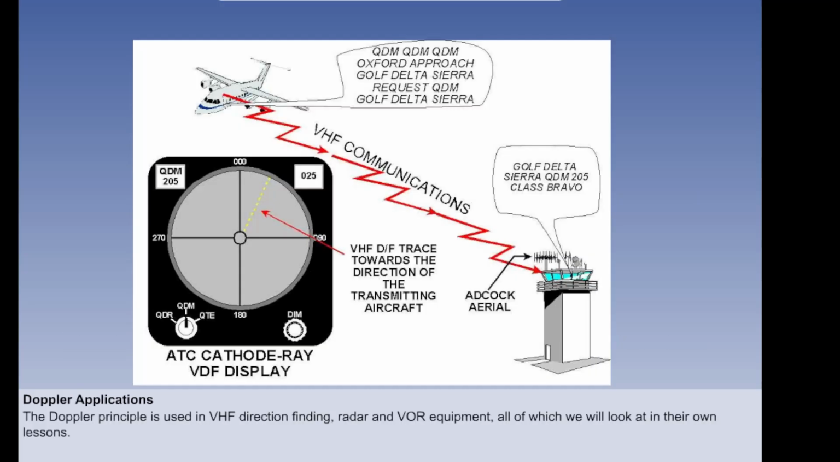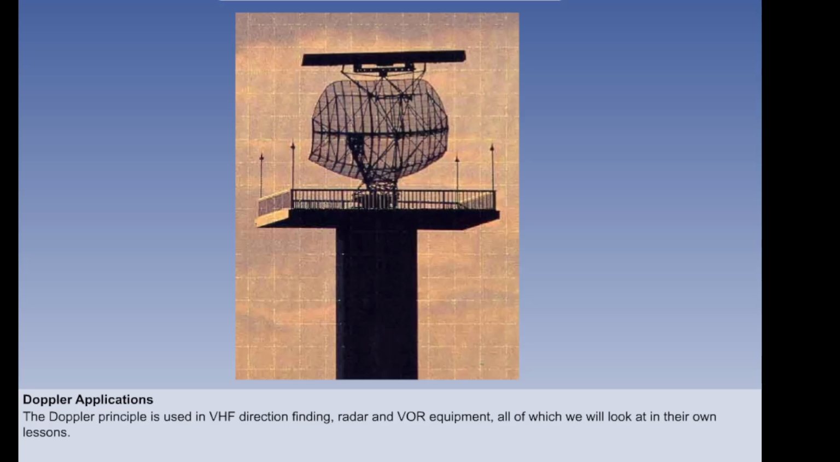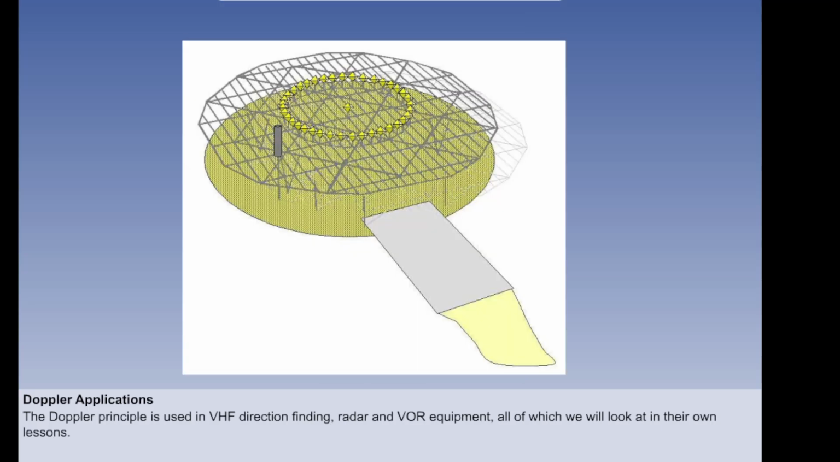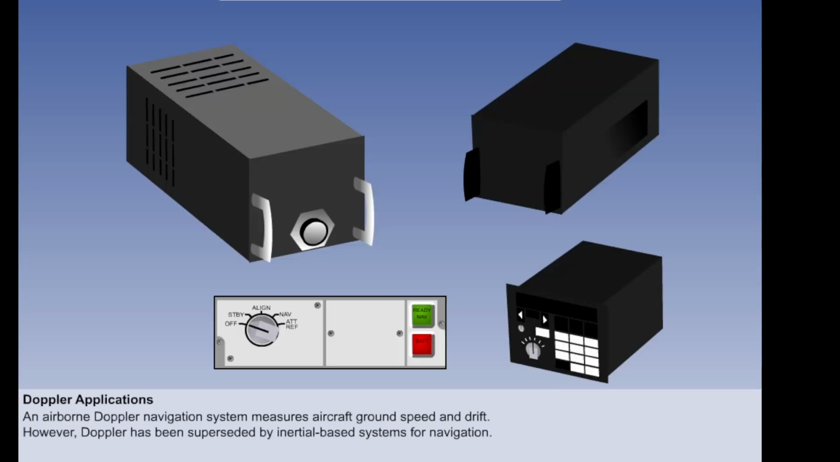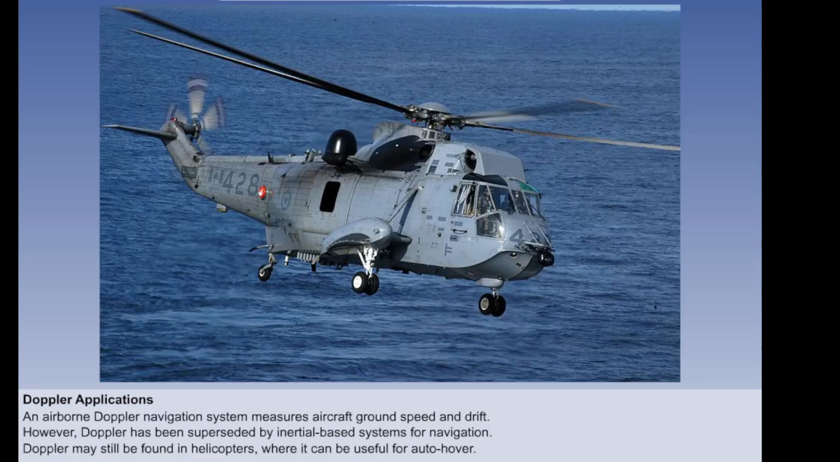The Doppler principle is used in VHF direction finding, radar, and VOR equipment, all of which we will look at in their own lessons. An airborne Doppler navigation system uses this principle to measure aircraft ground speed and drift. However, this is old-fashioned technology now, and airborne Doppler has been superseded by inertial-based systems for navigation. Doppler may still be found in helicopters, where it can be useful for auto-hover.